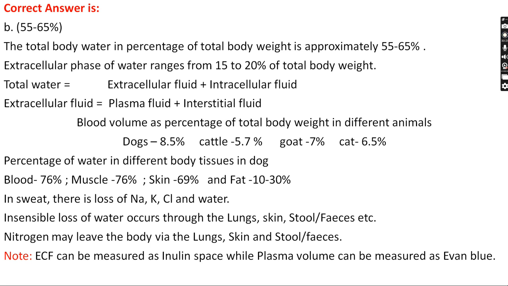Percentage of water in different body tissues in a dog: blood comprises 76% water, muscles also contain 76% water, 69% of skin is water, and fat includes only 10 to 30% water. While sweating, we lose not only water, we also lose sodium, potassium, and chloride. Sometimes there's an insensible loss, where we cannot sense the loss of water that occurs through the lungs, skin, and stool, feces, etc. Nitrogen also leaves the body via lungs, skin, and feces.